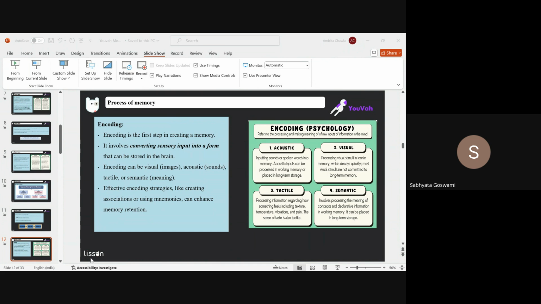Do you guys know what mnemonics are? Anybody who has an idea about what mnemonics are? Yes, ma'am. Can you let me know what it is?